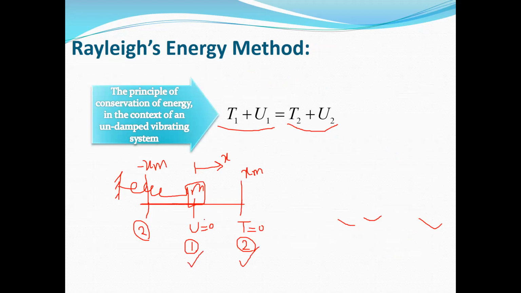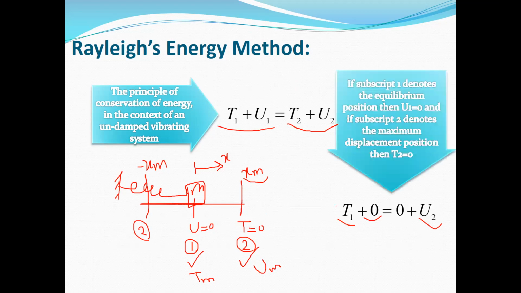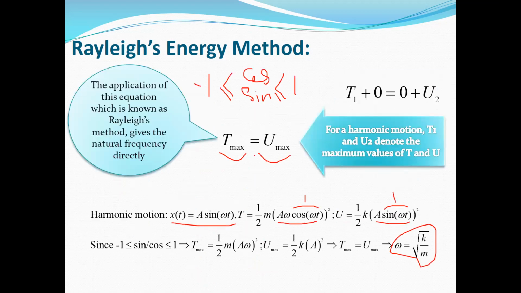At position 1, the potential energy is 0 and the kinetic energy is maximum, because the velocity is maximum. So at position 1 we have Tm, the maximum kinetic energy. And at position 2, the kinetic energy is 0 because the velocity is 0, and the potential energy at this point is maximum because x is maximum. So by using Rayleigh's method at two different positions, we can conclude that the natural frequency can be obtained because the maximum potential energy and maximum kinetic energy must be equal.